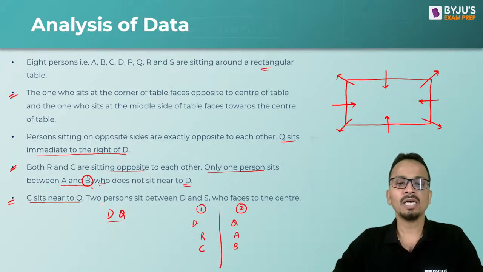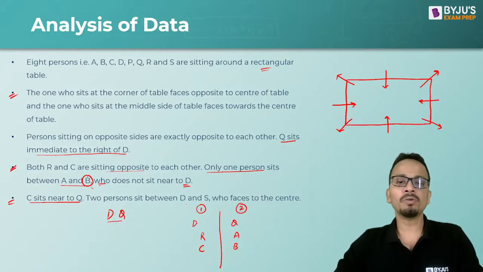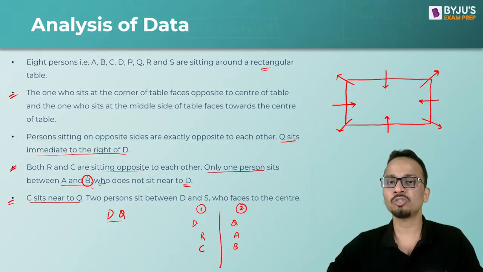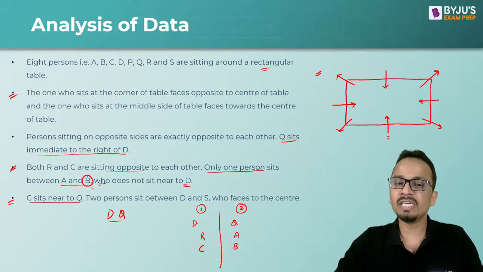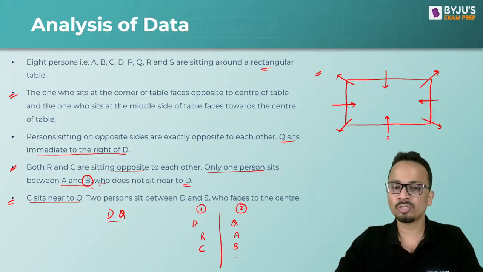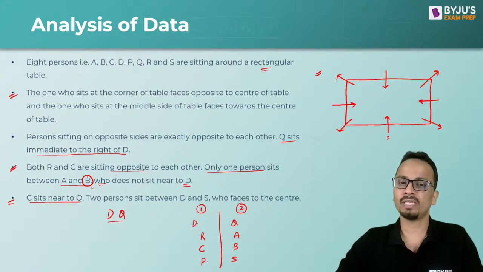Up till this point. Now, two persons sit between D and S. Two persons are there between D and S. अगर दो person होंगे किसी भी बीच में, let's consider this place and this place. So that means they are facing the opposite direction. So D अगर group 1 में है तो S group 2 में हो जाएगा. Okay, and the remaining person is P. P will come in group number 1.